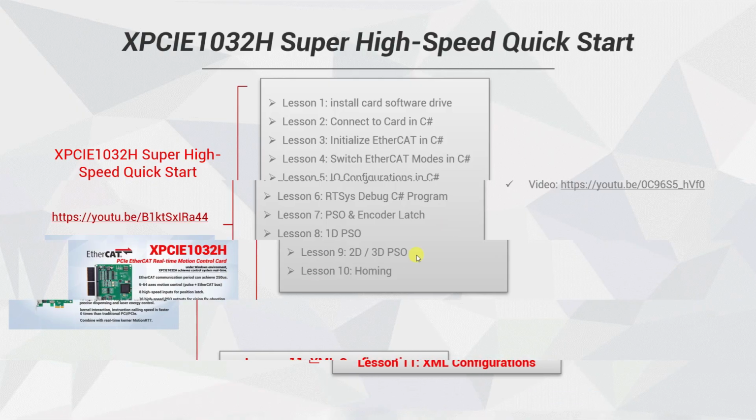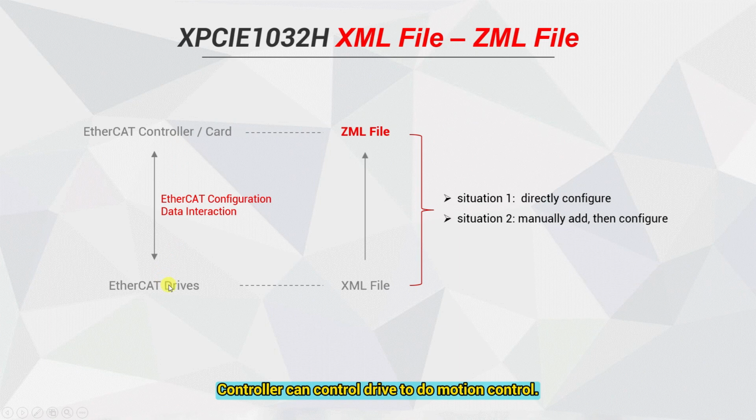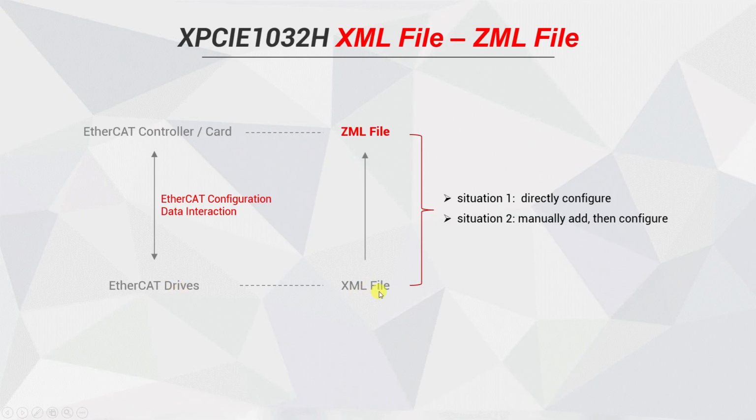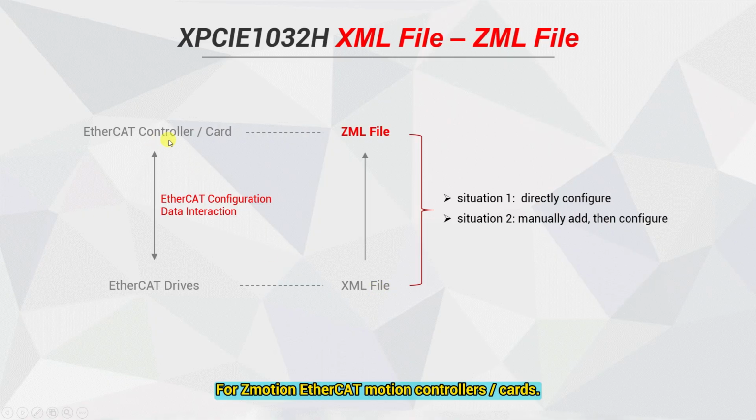The XPCIE1032H card controller can control drives to do motion control. If they are EtherCAT protocol, they can do data communication by EtherCAT. It means EtherCAT configuration is needed. As we all know, a drive's configuration file is generally an XML file, provided by the drive manufacturer. For Zmotion EtherCAT motion controllers or cards, you should convert the drive XML file into a ZML file. Then the ZML file is the file for communication.